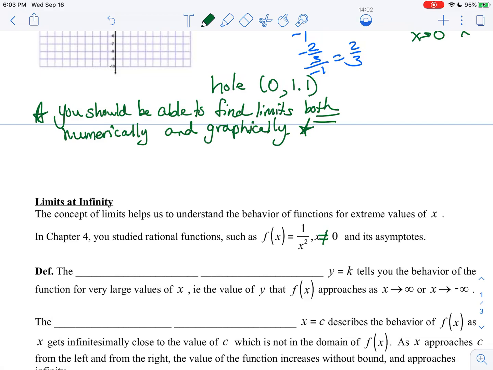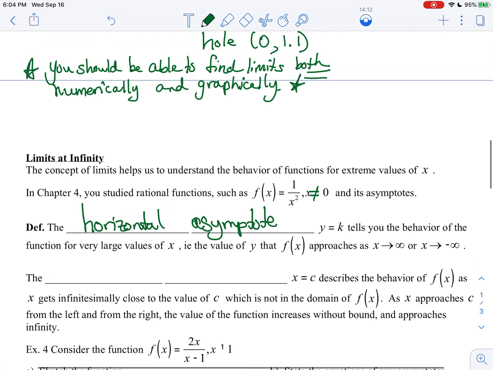So the definition for a horizontal asymptote, okay, this is not new. We already reviewed this in Chapter 4. The horizontal asymptote is a horizontal line y equals k that tells you the behavior of the function for very large values of x, i.e., what is the intended height or y value as x approaches infinity or x approaches negative infinity. I want to repeat that a graph can cross a horizontal asymptote in the center near the origin, but it will not cross it as you go far to the left or far to the right.